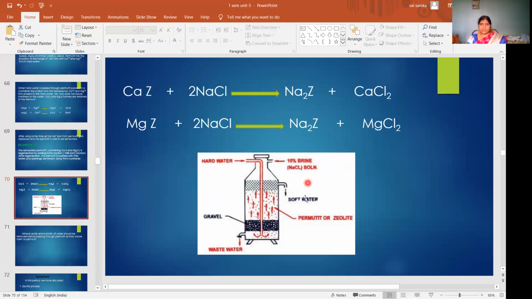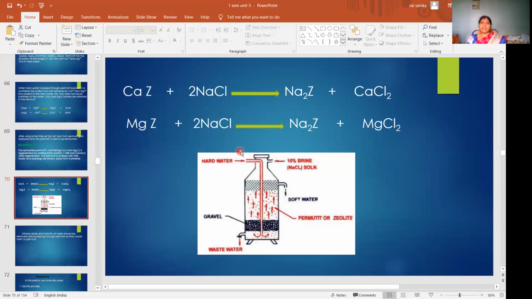Okay, two inlets, two outlets. One inlet for passing hard water and one inlet for passing brine solution to regenerate the permutit. One outlet for removing the wastewater and one outlet for removing the soft water. So above the gravel we are keeping the permutit, that is a chemical, sodium zeolite.